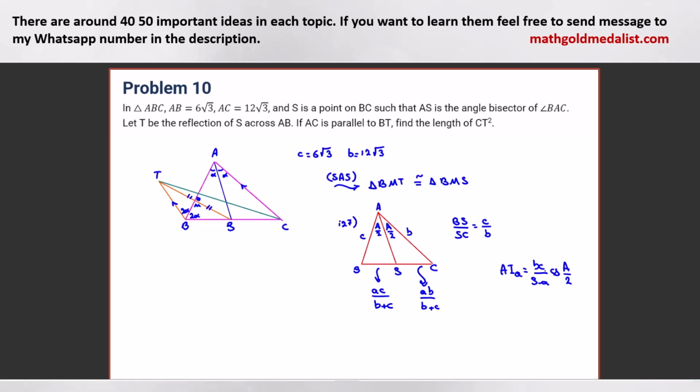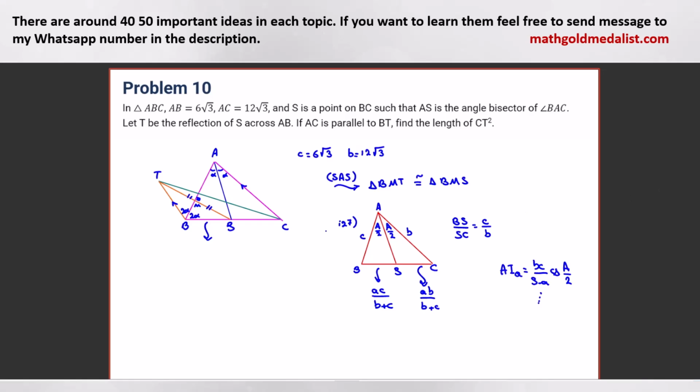Semi-perimeter minus A, cos A over 2. These things, lots of formulas, 40, 50 formulas. Now by this one, we can find BS by this formula? C is this, B is this, so we can calculate. Let's write, at first, can we find A?